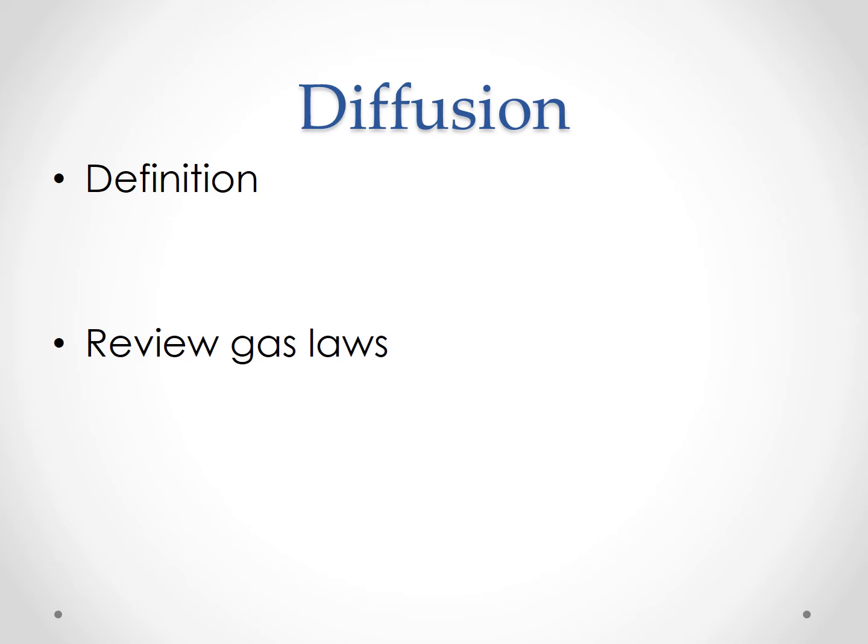So to define diffusion, we are going to say that it's the movement of gas molecules from an area of high concentration to an area of low concentration until equilibrium is reached. So say you spray a bottle of perfume in the back of the room, and within 5 or 10 minutes you'll be able to smell it in the front of the room. So that is diffusion.